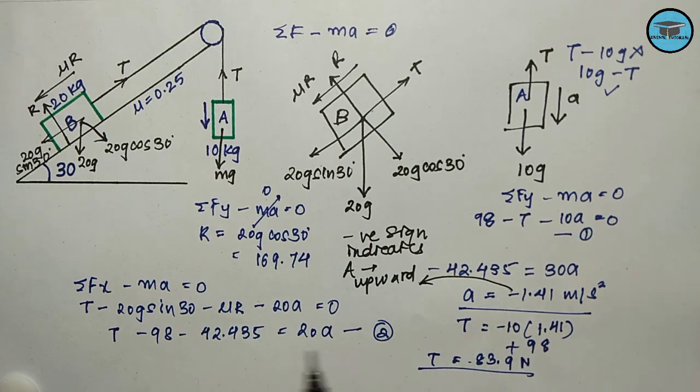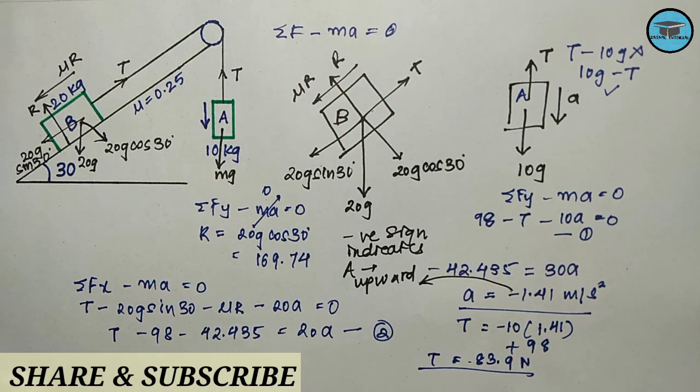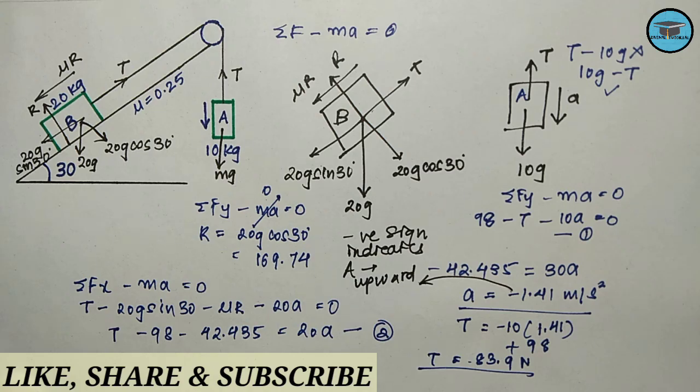Okay, so by utilizing the D'Alembert's principle, we have obtained the value of acceleration as 1.41 meter per second square and the tension in the string as 83.9 Newton.